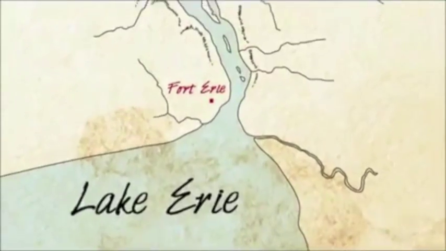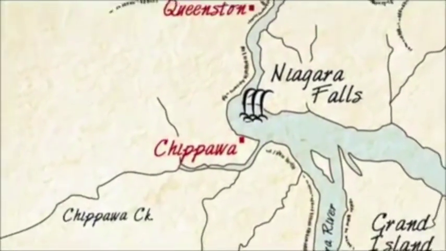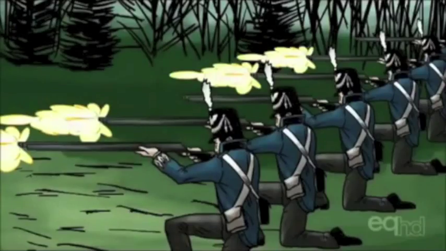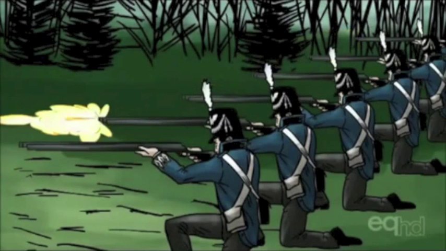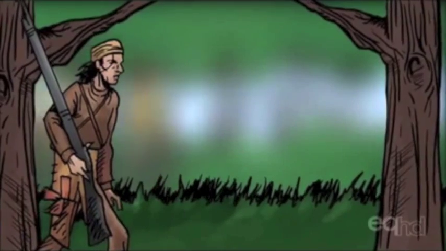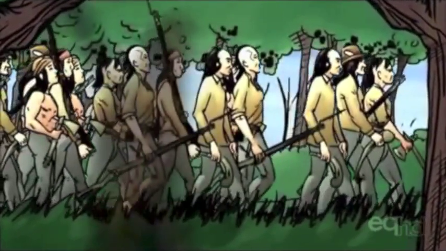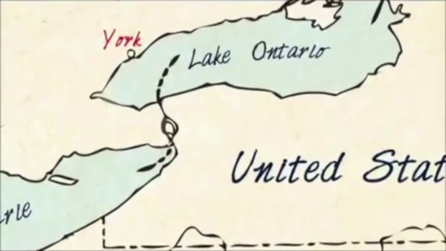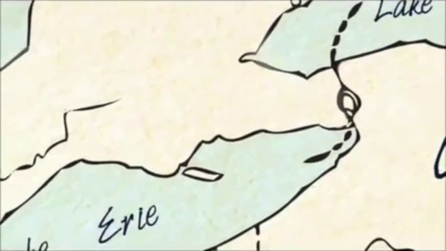The Battle of Queenston Heights took place in what is now Ontario. The battle was fought between United States regulars and the New York militia and the British, Canadian, and Mohawk warriors. The Americans were trying to take over the Canadian side of the Niagara River.